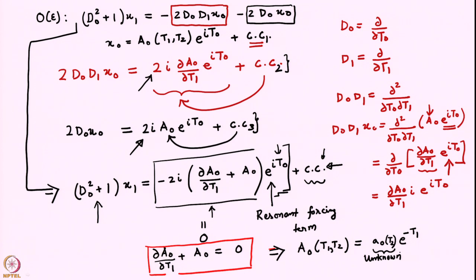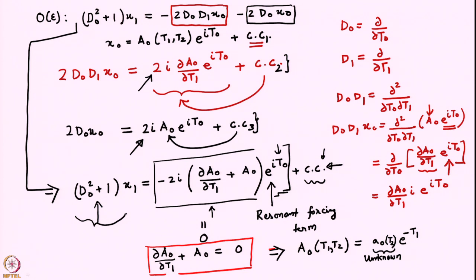And that helps us in simplifying the equation governing X1. So, this is the equation governing X1. The right hand side is now completely 0, because the only terms which appeared were e to the power i T0 and e to the power minus i T0. By setting the coefficient of e to the power i T0 to 0, we have also set the coefficient of e to the power minus i T0 to 0, because the coefficient is just the complex conjugate of the expression that we have just set to 0. So if this expression in the red box is 0, its complex conjugate is also 0 automatically.